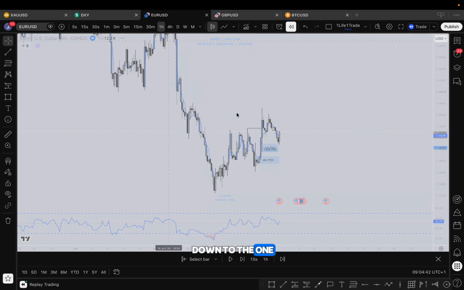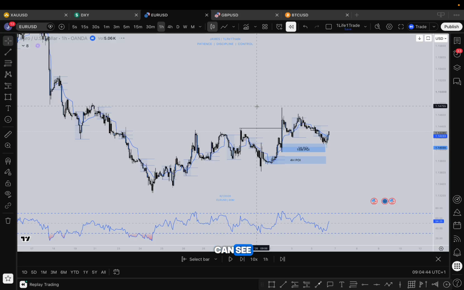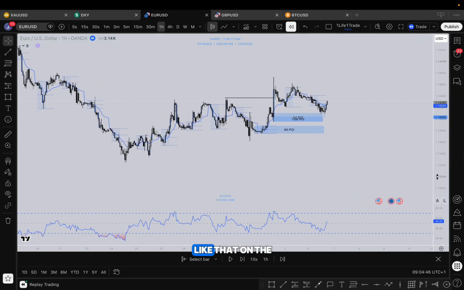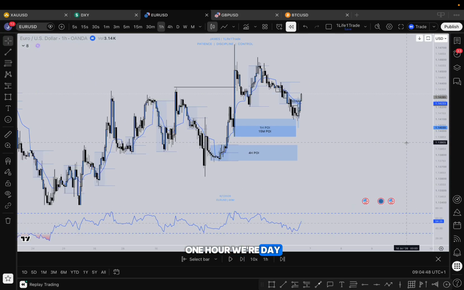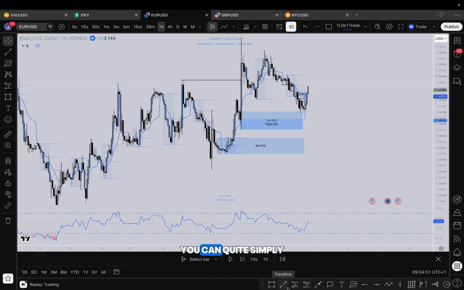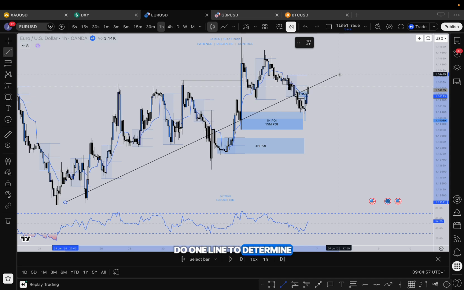So we're going to jump down to the 1 hour, which, as you can see, if you put it like that, on the 1 hour, we're day traders as well. You could quite simply just look at that line there. We're bullish. I know you're not just going to do one line to determine what your bias is, but you can see with your eye that we're bullish.